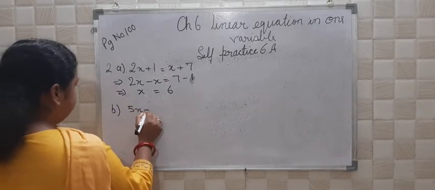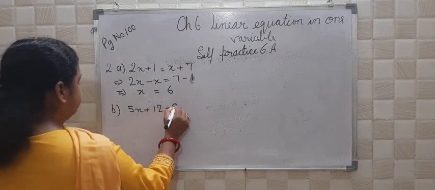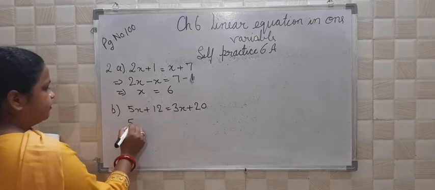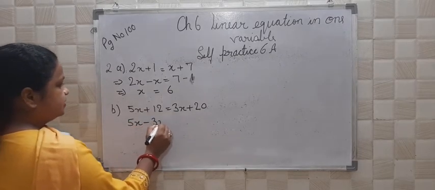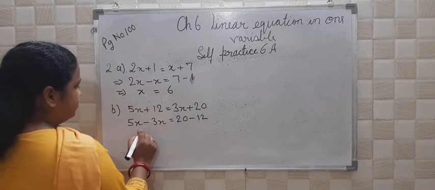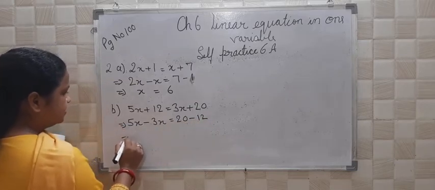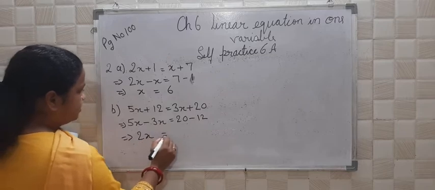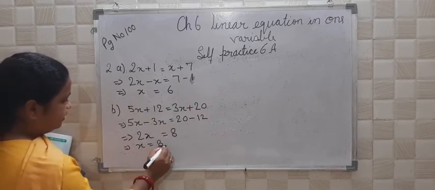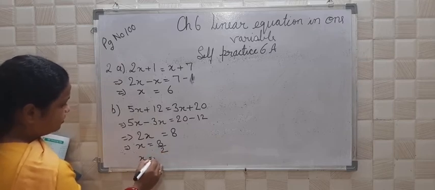5x plus 12 is equal to 3x plus 20. So what you will have? 5x minus 3x, 20 minus 12. So you will have 5x minus 3x as 2x is equal to 8. So this implies that x is equal to 8 upon 2. x is equal to 4.